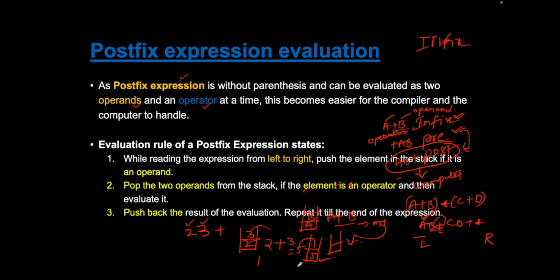Hope it is clear. So there are 3 rules. If it is an operand, push it into the stack. If it is an operator, pop the first 2 elements from the top of the stack, perform the arithmetic operation, and then push the result back to the stack. Those are the basic rules that you need to follow when you are evaluating a postfix expression. Clear? So let us see some examples here.